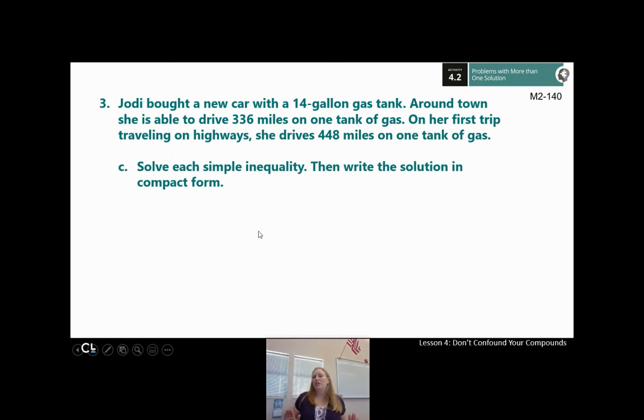So what I would like you to do now is solve each of these simple inequalities. So these two inequalities that you just wrote on part B, can you solve each one of those? And then once you've solved it, take that solution and put it back into compact form. Go ahead and hit pause to work these out, and then hit play when you're ready to check your work.